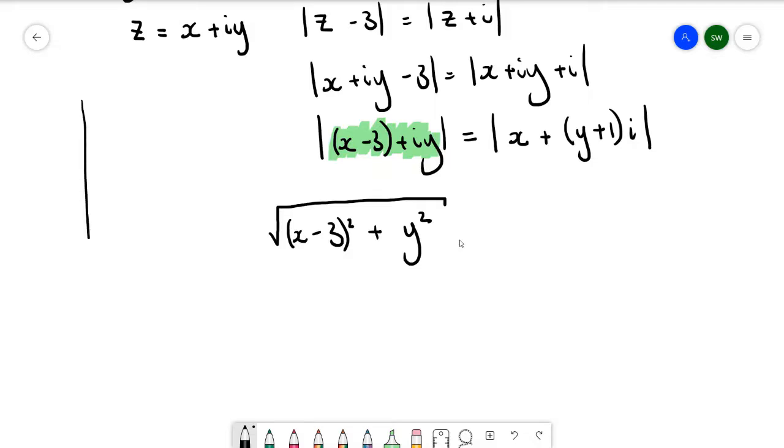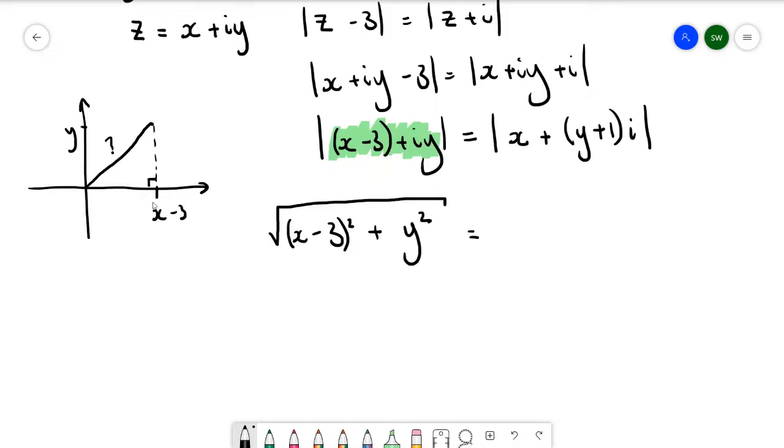And remember, you can think about that as you've got some complex number, this green complex number. The real part is x minus 3, and the imaginary part is y. So your complex number is there somewhere. Then you can draw a right angle triangle, and the modulus is the length of that hypotenuse. So we've basically just done Pythagoras on this point here to work out that length.